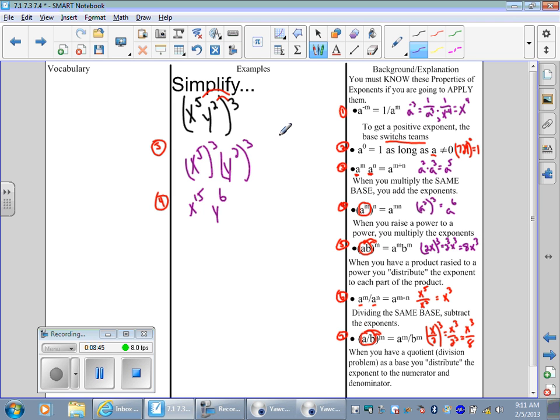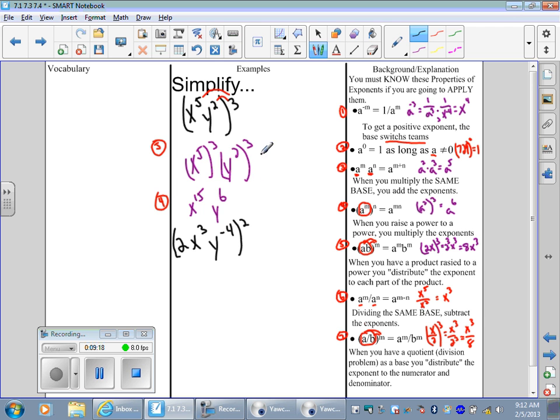Now, when do I know I'm done? Well, I'm only done when I can't apply any more of these. And in this case, there aren't any more to apply. So let's look at another one. What if I said to simplify 2x cubed y to the negative 4th squared?